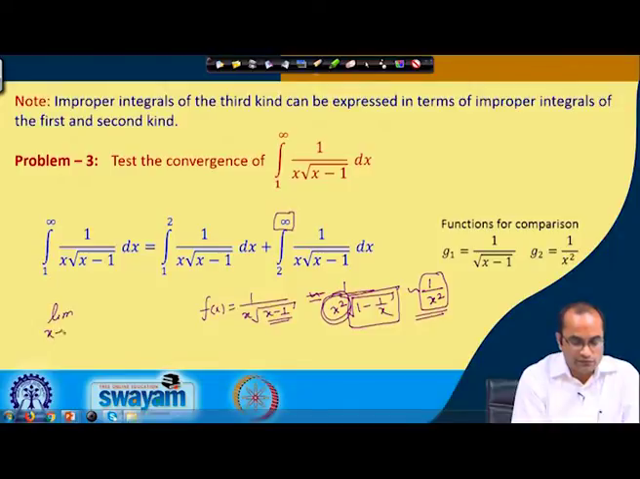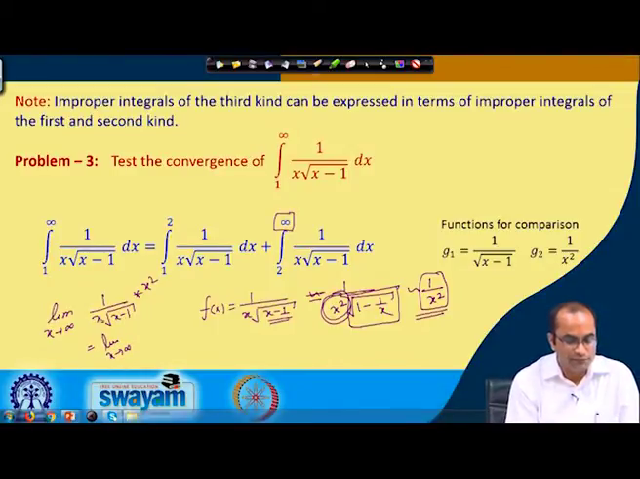So, limit x goes to infinity of f(x) over g(x). The f(x) was 1 over x times the square root of x minus 1, and g(x) again is 1 over x square. So we have x square there. So this is limit x goes to infinity, and again we will take x common. So x square will get cancelled, and we have 1 minus 1 over x under the square root. As x goes to infinity, this will approach 1.